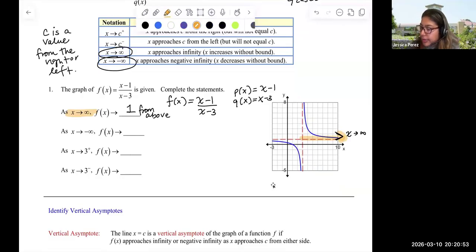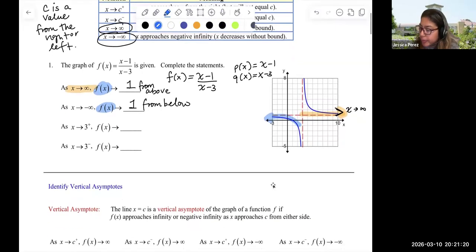What happens as x goes to negative infinity? It's just going this way. As it goes this way, my function will also approach 1, but now it's going to be from below. So where is my y value going? My y value is going to go to 1 from above. That's the orange. And the blue is going to be approaching 1, but from below.